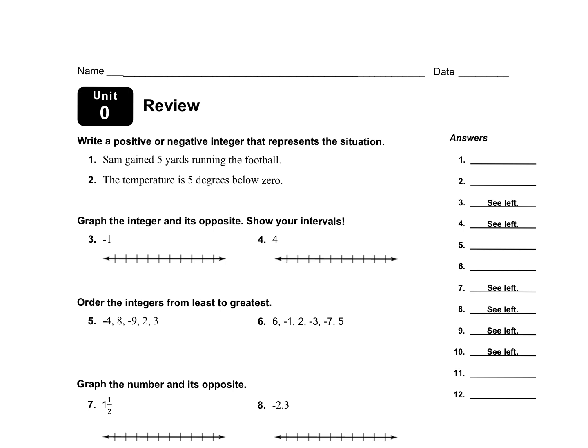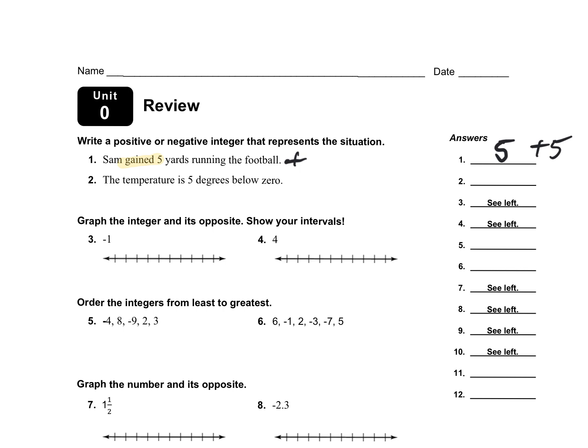So, our first question, write a positive or negative integer that represents the situation. Sam gained 5 yards running the football. Because it said gained, that tells me it's going to be positive, so I'm going to write 5. Okay, that's the same as positive 5. But remember, we don't need to write the positive sign because 5 by itself is positive.